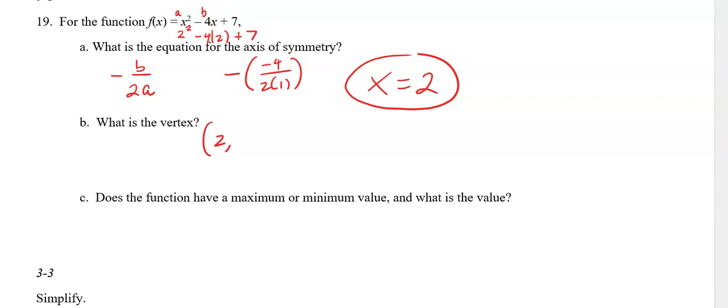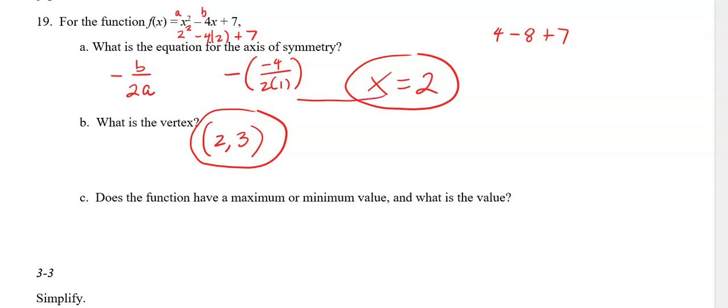Let's see what comes out. So 2 squared is 4. All right, 2 squared is 4 minus 4 times 2, which is 8, add 7. 4 minus 8 is negative 4. Negative 4 plus 7 is 3. So the vertex is the point (2, 3).